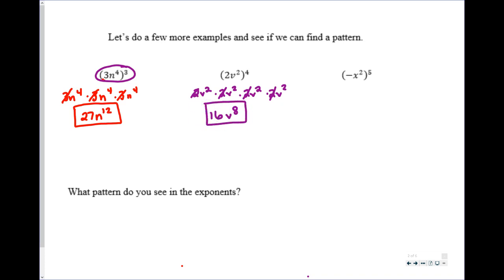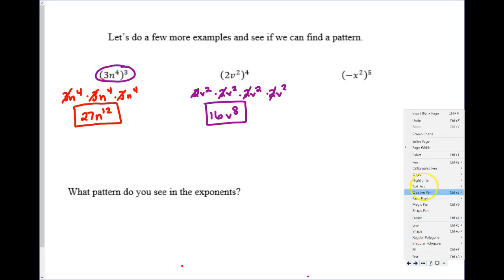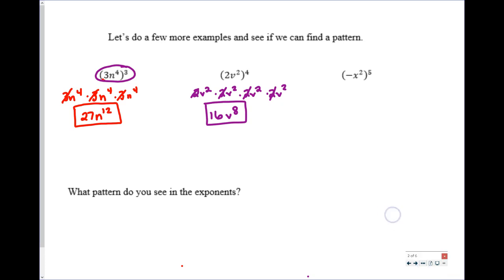Okay, and this last one, be very careful. Negatives are terrible, but we've got to learn how to deal with them. Okay, this is saying negative x squared to the 5th power. So it's negative x squared times negative x squared times negative x squared times negative x squared times negative x squared. Okay, now the tricky part here is dealing with all these negatives, okay?